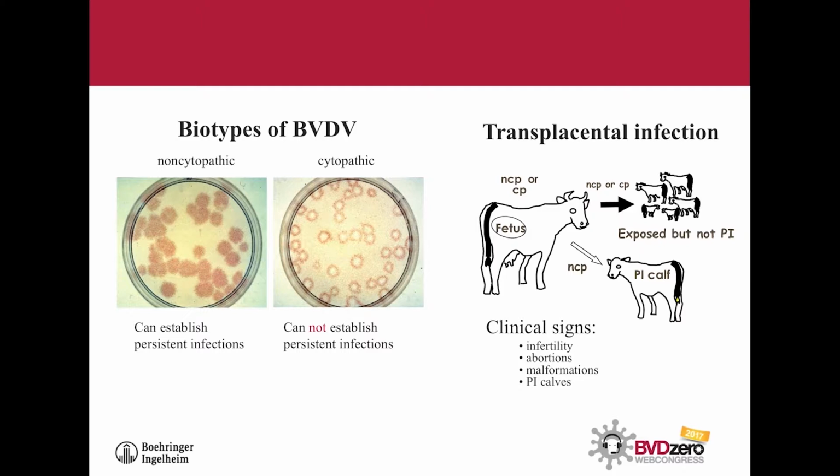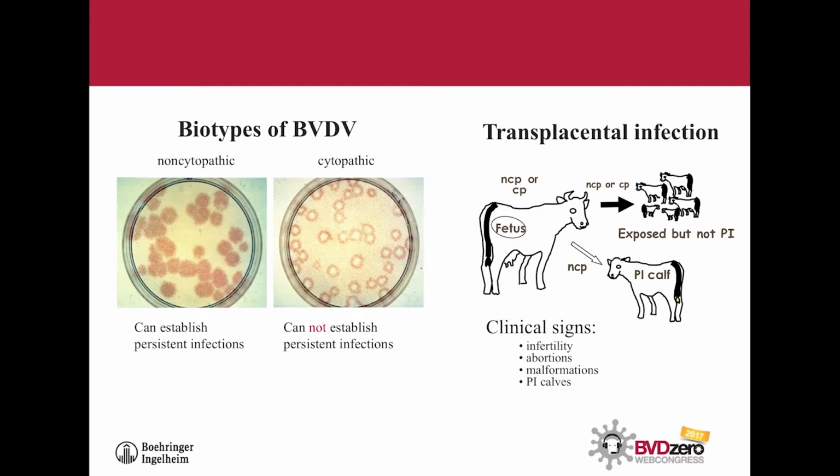Now, when these non-cytopathic viruses cross the placenta and infect a fetus in the first trimester of pregnancy, they're able to establish a persistent infection by means of immunotolerance. That is, the fetus, when it's infected in that first trimester, is no longer able to tell the difference between the virus and its own tissues, and from there on out replicates the virus in every tissue of its being.